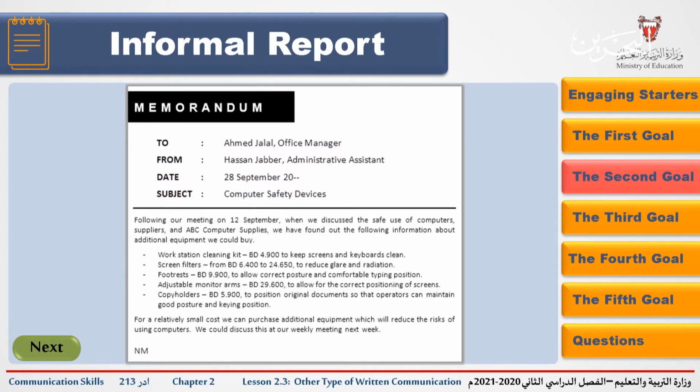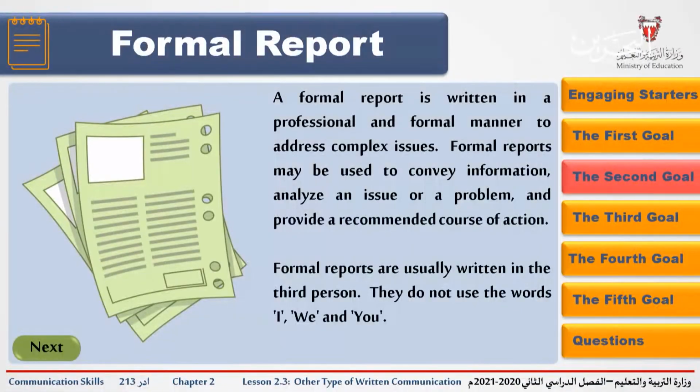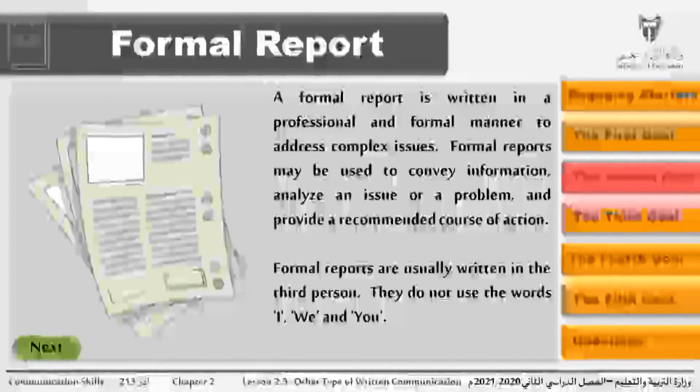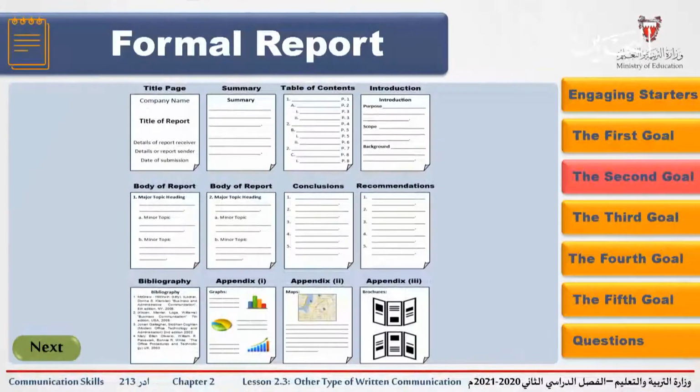Formal reports are usually written in the third person. They do not use the words I, we, and you. Now we will look at the parts of a formal report. You will find this in your textbook in page 50, figure 2.3.4. A formal report will start with the title page. Here you will have the company name, title of report, details of report receiver, report sender, and the date of submission. Then we will have a summary, which is a brief of the report.